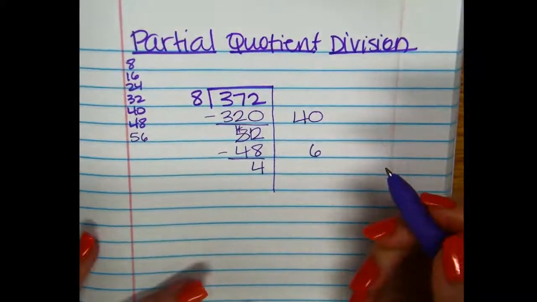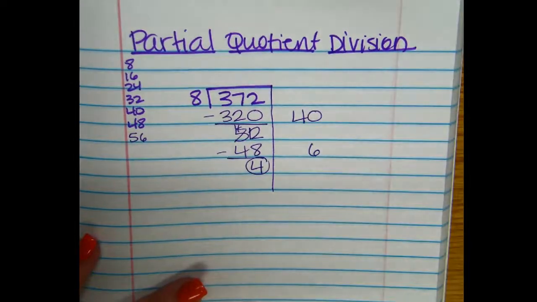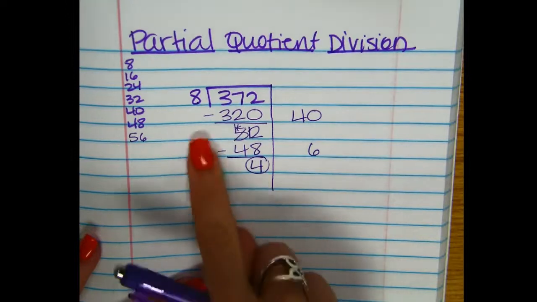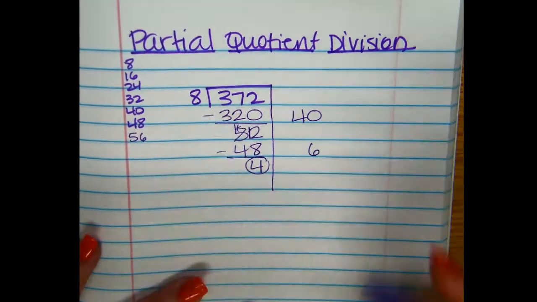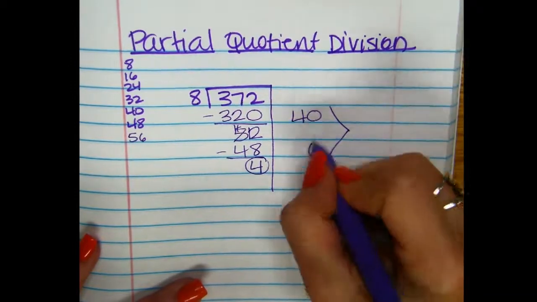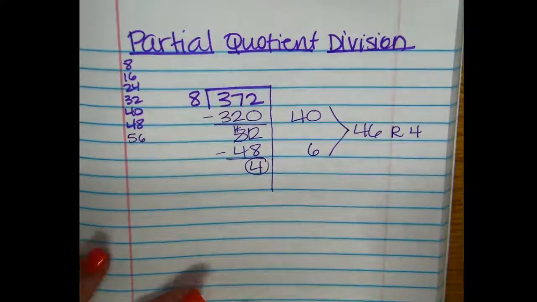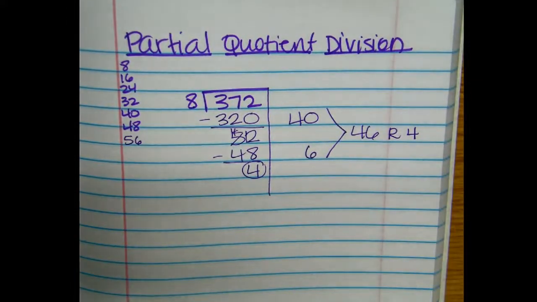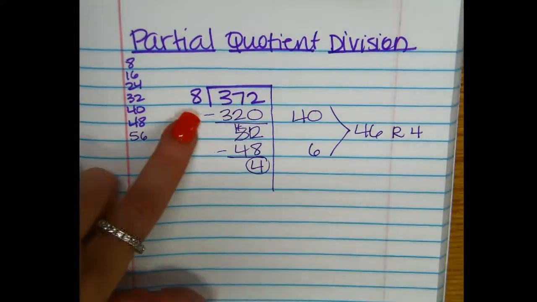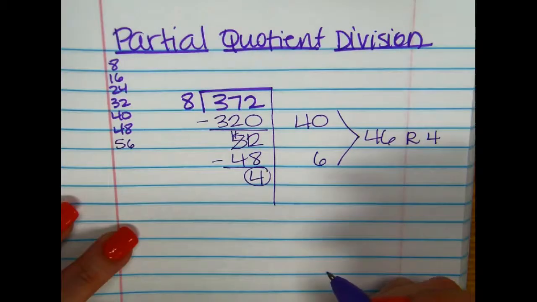So all we do is we say, okay, we're finished. We don't have anything left to divide out because 4 doesn't give us enough to make groups of 8. So we're finished. All we do now is add together these two answers. It's 46 with a remainder of 4. It's pretty interesting how this works. It's the inverse of an area model, and I'll show you that in just a minute.